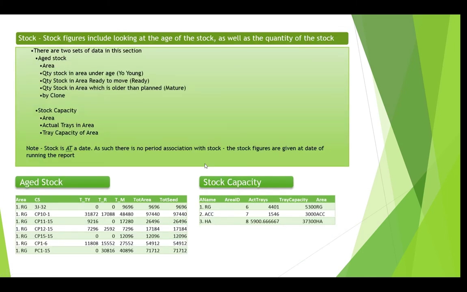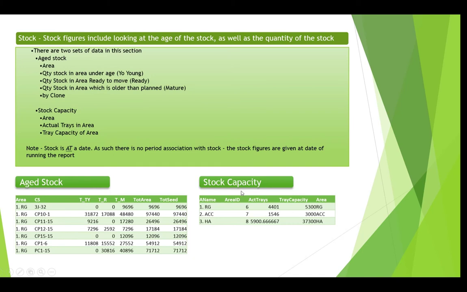And then, of course, the stock figures. We've basically done two data sets. One which is pretty comprehensive: age stock by area. Okay, so in each area, by clone, you'll know how many plants are too young, are ready to move, and which have been in the area too long.